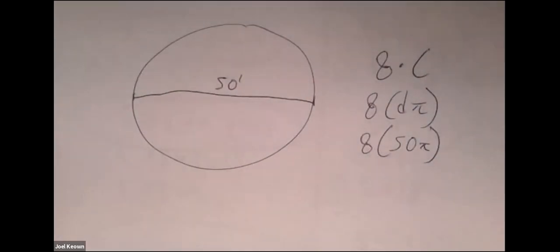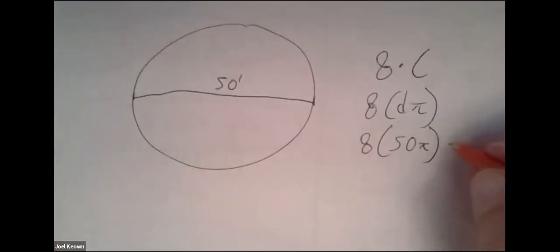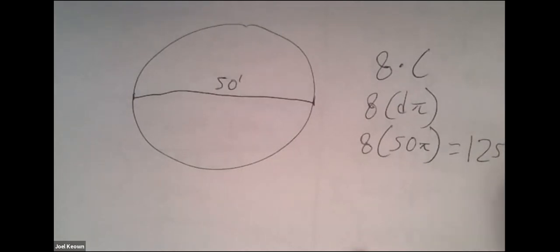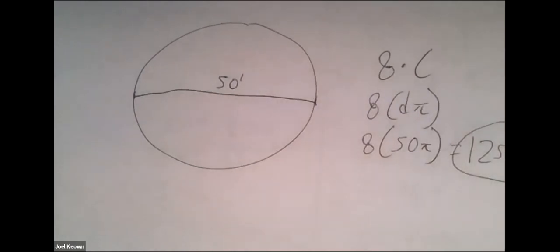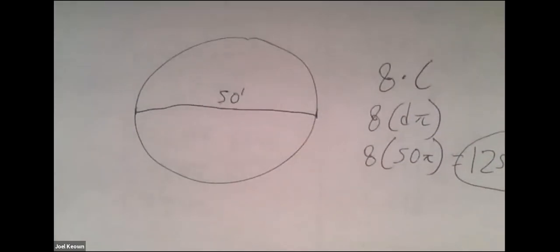8 times 50, and now I'm going to use the pi button on my calculator. And I'm just going to round to 1 decimal place. And I'm going to say 1,256.6 feet. And that is the end of 11.1.